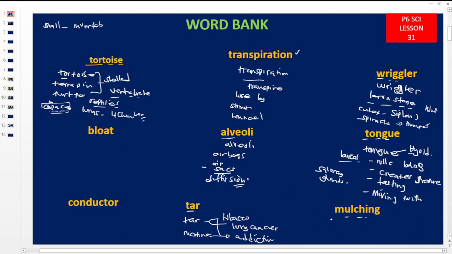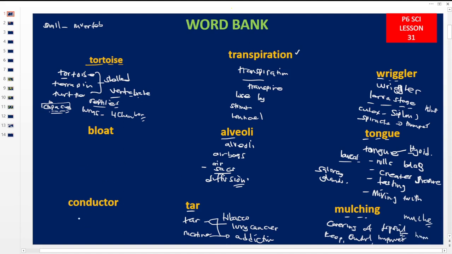Then we have this other word, which is read as mulching. So this is the covering of the topsoil with plant materials, especially in the dry season to keep water in the soil, and also in the rainy season to control soil erosion. And also to improve soil fertility. When the mulches, the materials we have used to cover, rot, they are going to turn into humus.